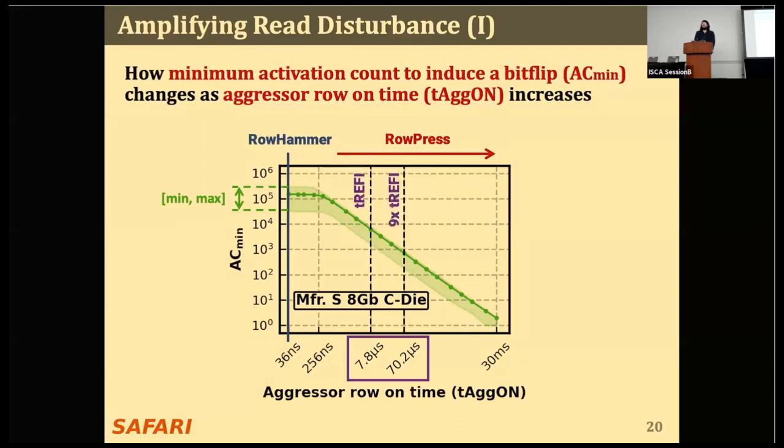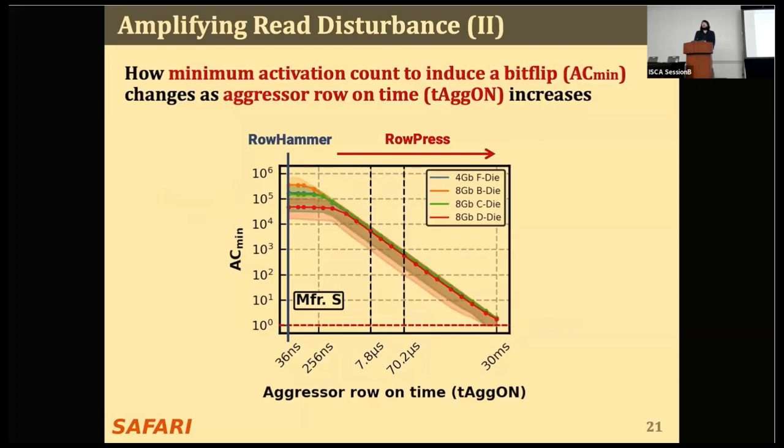We highlight two potential upper bounds of aggressor runtime according to the data extended on the x-axis, which are the refresh interval and 9 times tREFI. We also highlight AC-min equals 1 on the y-axis. We observe that as aggressor runtime increases, AC-min significantly reduces, and in extreme cases, only one activation causes bit flips.